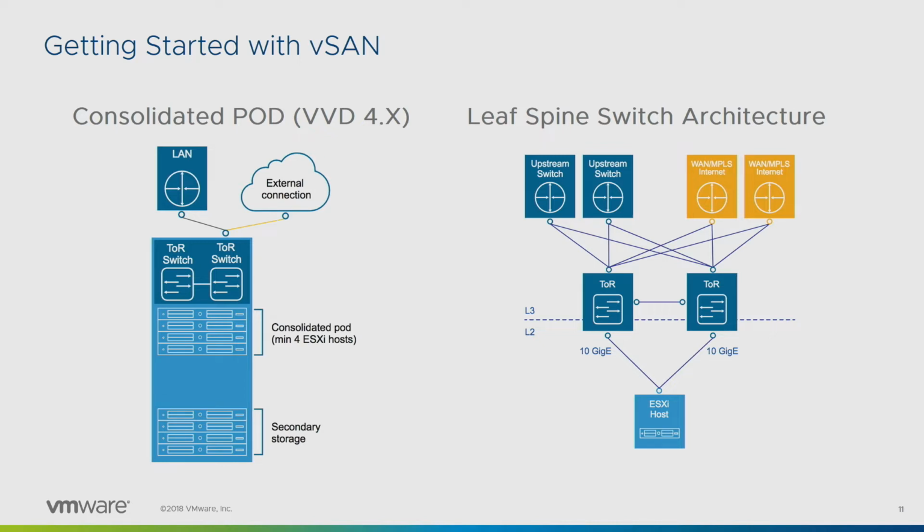vSAN supports a lot of network architectures, but obviously the most common and the most current is the leaf spine. The reason I put this slide up here is because each host is designed to work with two 10 gig interfaces. vSAN really only needs one for performance, but obviously you're a cloud provider, so you wouldn't run just one. We're also even seeing 40 gig in some cases as prices fall. Again, it really comes down to leaf spine and the architecture that we're seeing prevalent.